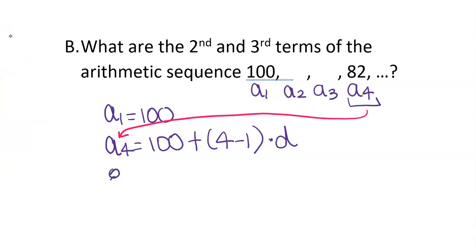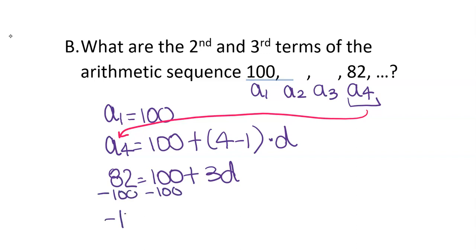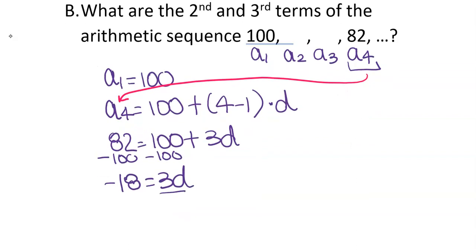So 82 equals 100 plus 3D. So we subtract 100 from both sides, and we get negative 18 equals 3D. And we divide by 3. D is equal to negative 6.